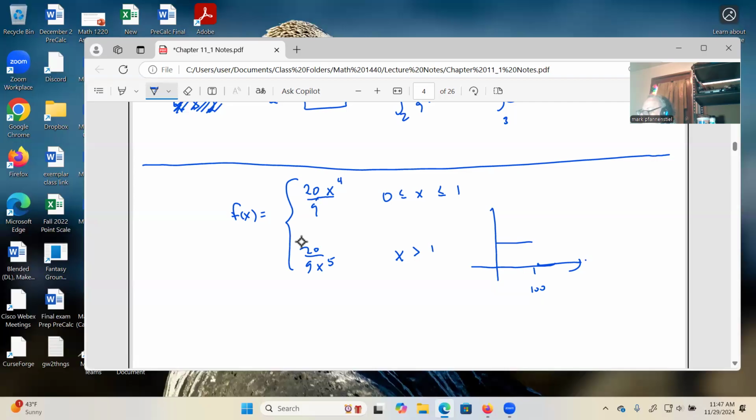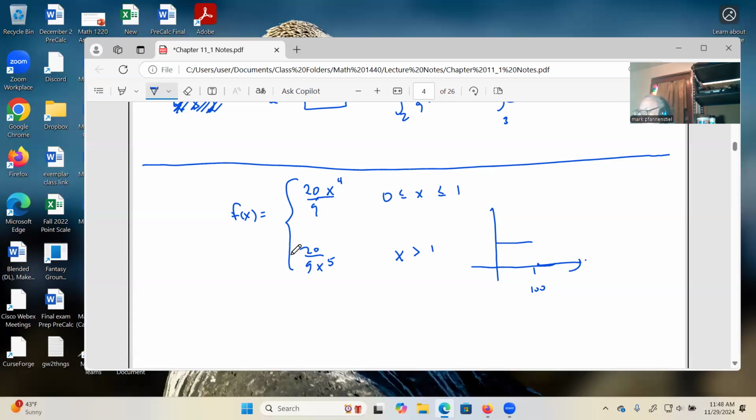So we might get a probability distribution that says it's 20/9 x to the 4th between 0 and 1, and 20 over 9x to the 5th when x is greater than 1. And that's fine, because we don't even have to check to see if it will be continuous, because if you plug in 1, we get 20 over 9 either way.